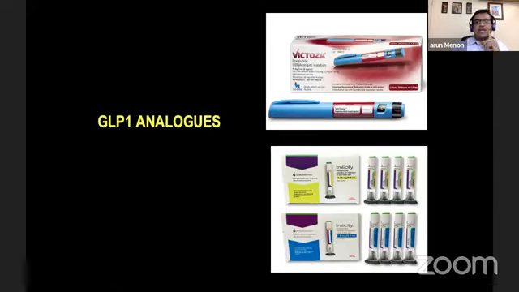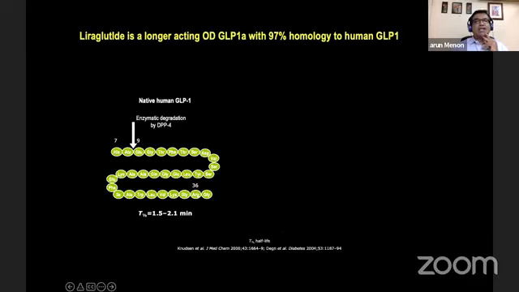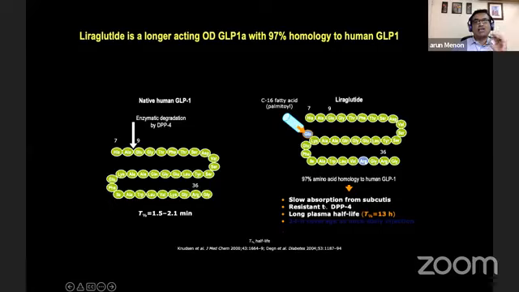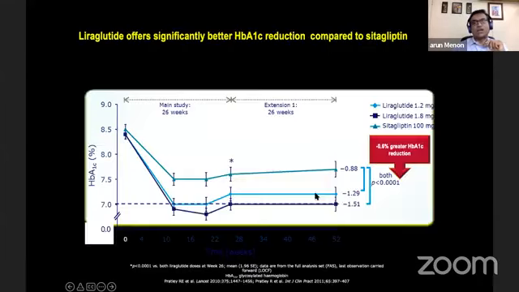The GLP-1 analogs we have in our market here are Victoza, which we use quite a lot, which is liraglutide, a once daily injection, and Trulicity, which is a once weekly injection. And what are they? They are longer acting GLP-1 analogs, liraglutide, for example, with a 97% homology to human GLP-1.